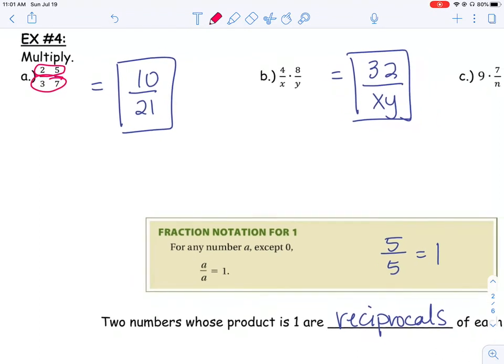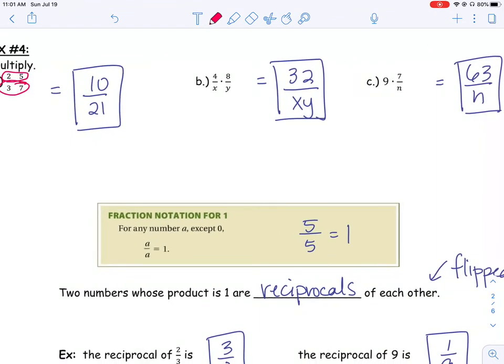So look at B. I have these two fractions being multiplied. I do not need a common denominator. I just simply multiply across the numerators and multiply across the denominators. So 4 times 8 is 32, and x times y is just xy. They're not really like terms, so you can't multiply them together. They would just stay an x times a y.